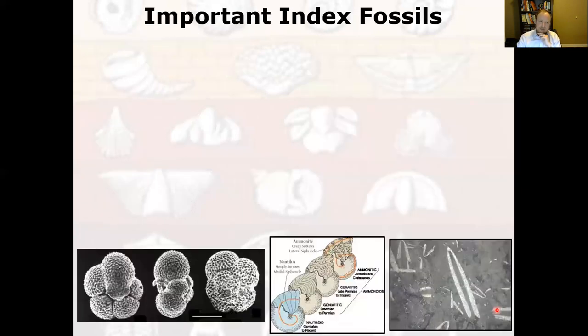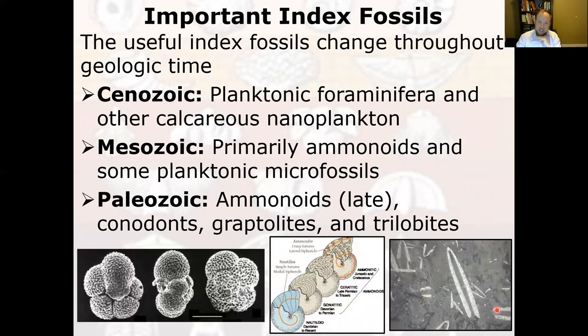So at various different times in geologic history, different fossils are useful. In the Cenozoic, planktonic foraminifera, so we talked about forams, and other calcareous nanoplankton, really tiny floating microorganisms, are largely what we use. In oil and gas exploration, a lot of the targets are Cenozoic, fairly recent in age. Forams are the basic foundation of those correlations.